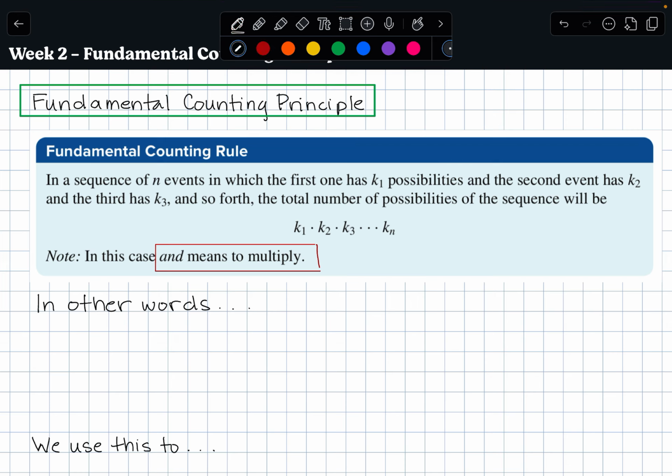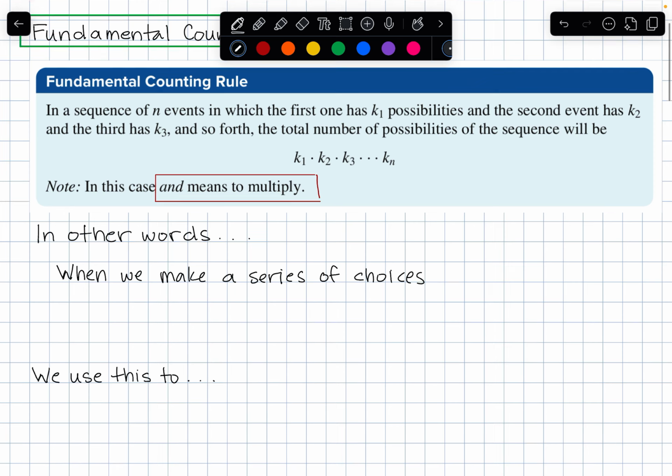In other words, when we're making n choices, or when we make a series of choices, or if we're performing a statistical experiment, we make several different actions, like roll one die and then roll another die, flip one coin, then flip another coin, draw 5 cards from a deck, 1, 2, 3, 4, 5. Any series of choices or actions, to find the total number of possibilities, we multiply the number of options for each choice.